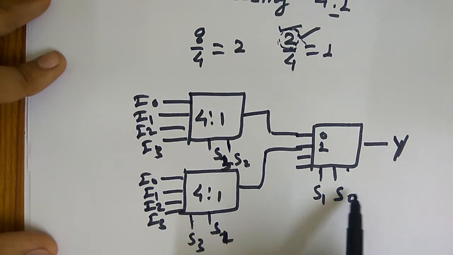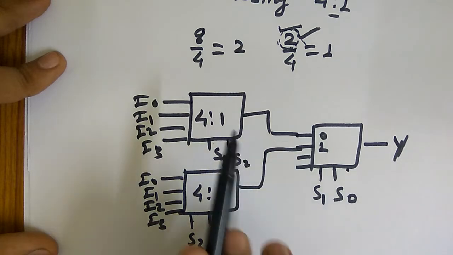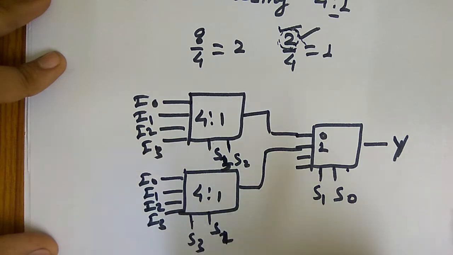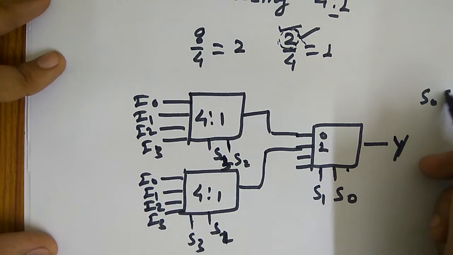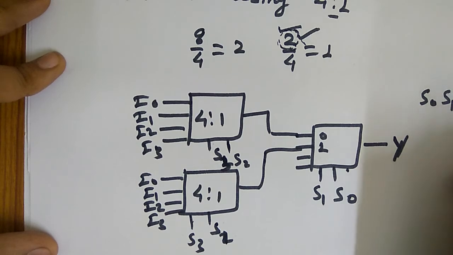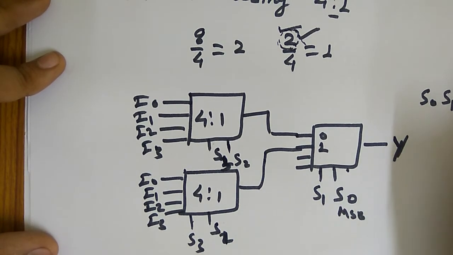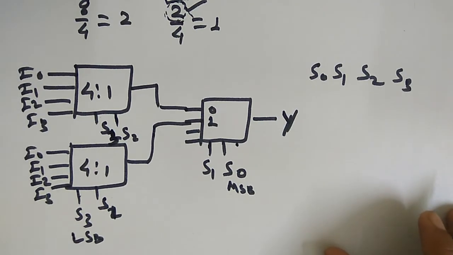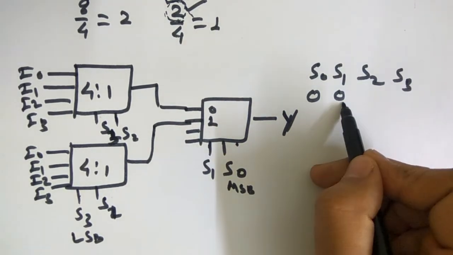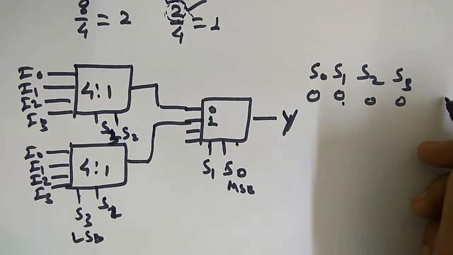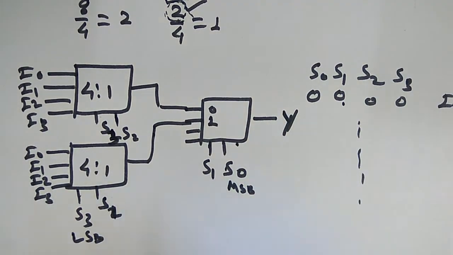So here when this will be 0 0, this one will select, and then this should be 0 0, so I0 will select. So like S0 S1, S2, this is the MSB, and this is the LSB, S3. So this is 0 0. When these two are 0, this will select, and then when these two are 0, I0 will select. So like that you can do it on your own.